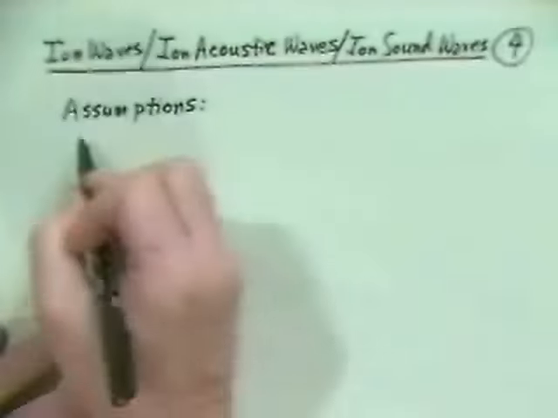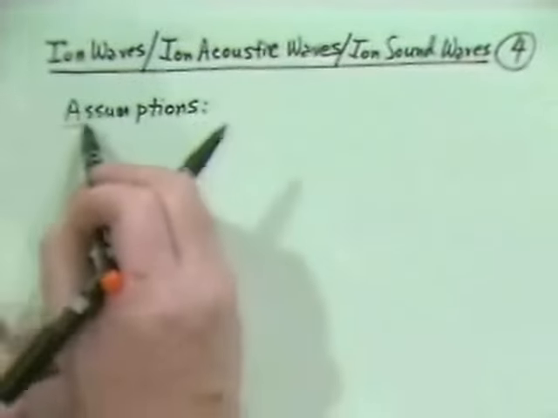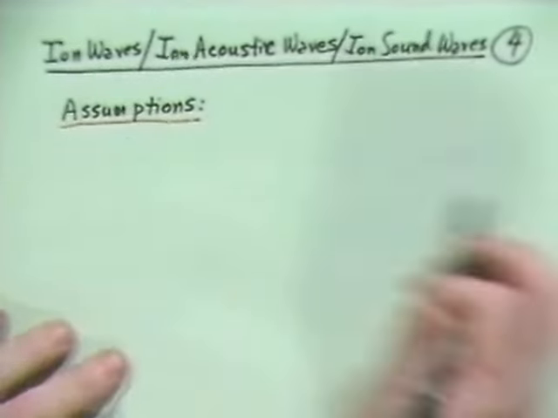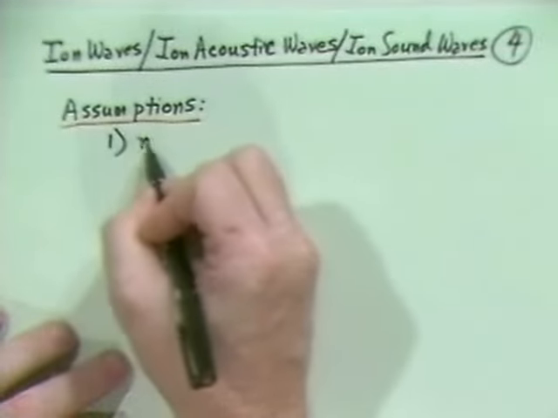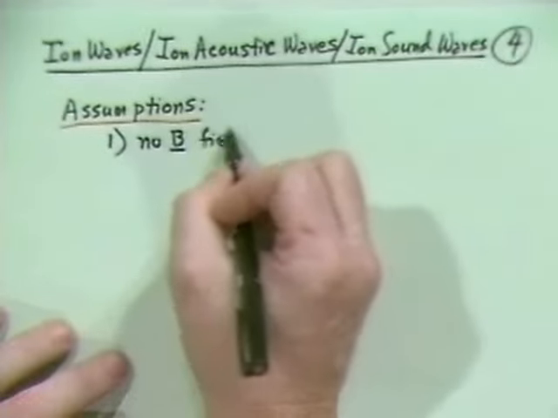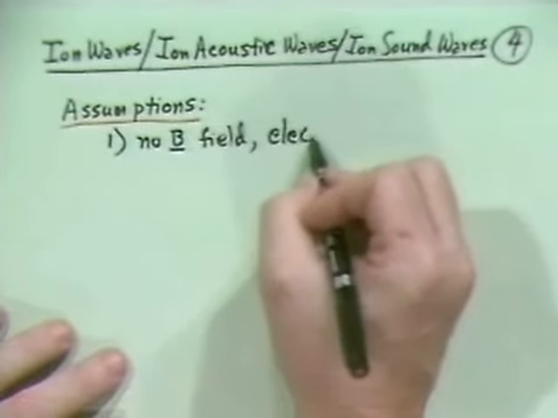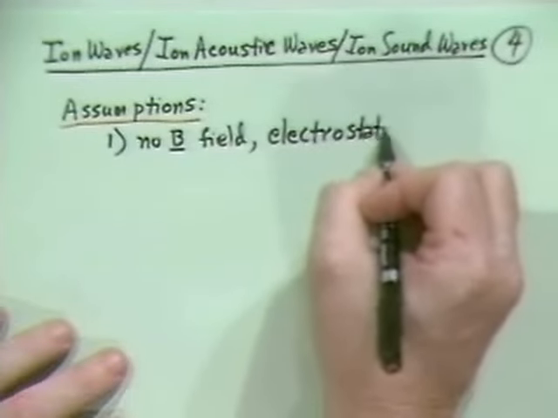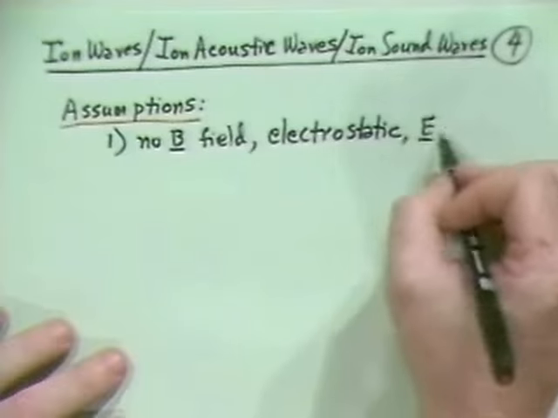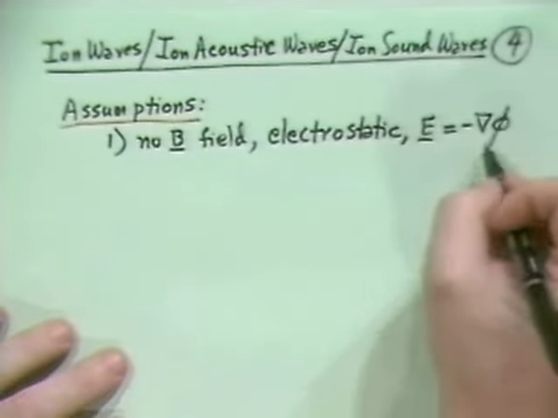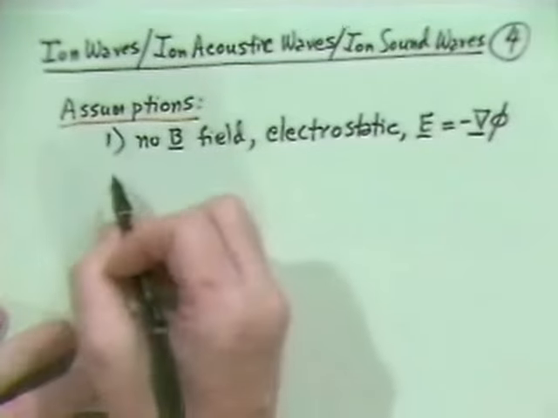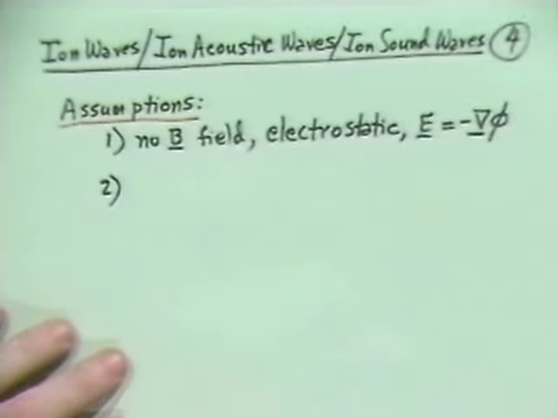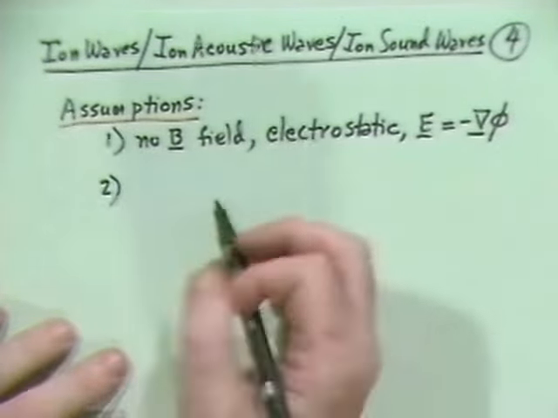Okay, so let's talk about now the assumptions we'll use basically to make the model simple to derive these ion waves, ion sound waves. First one is no magnetic field. And also, I should say, we're going to treat an electrostatic case, so E is going to be minus grad phi. So we're just not facing up to the magnetic field. We'll start into that next lecture, it turns out, later part of chapter 4 of Chen.